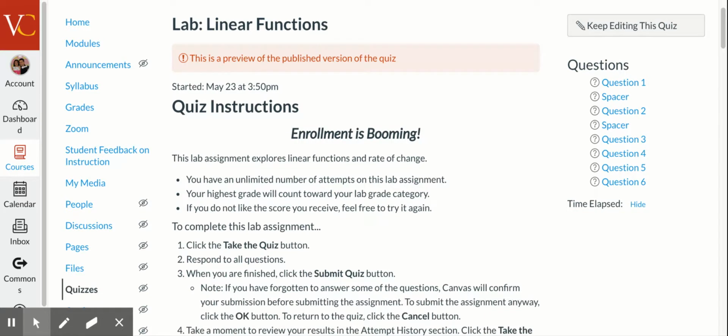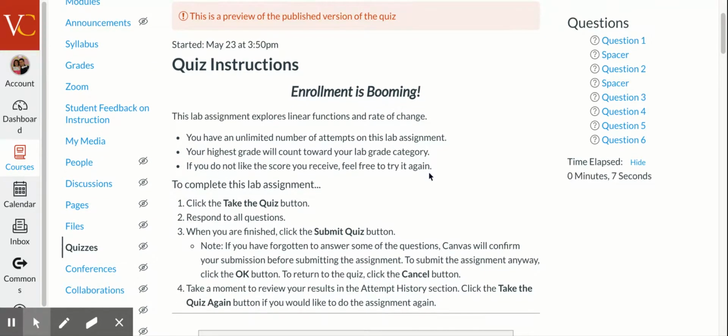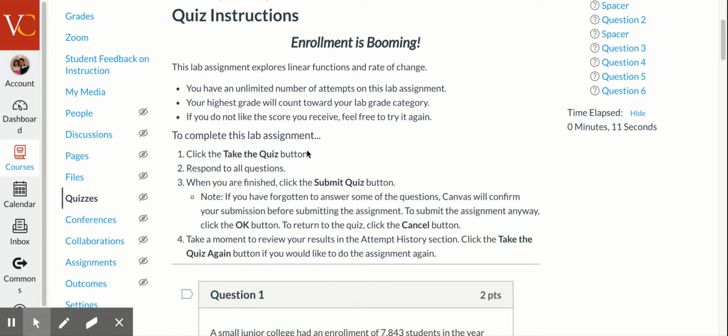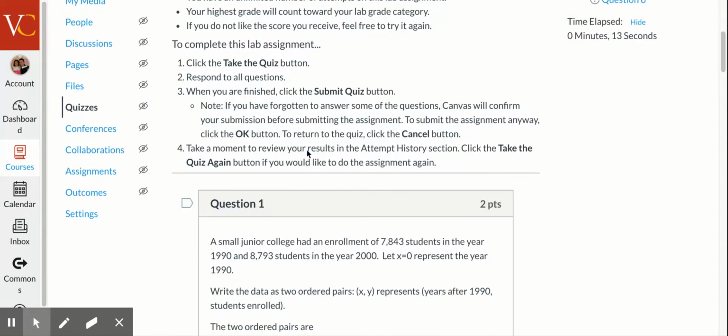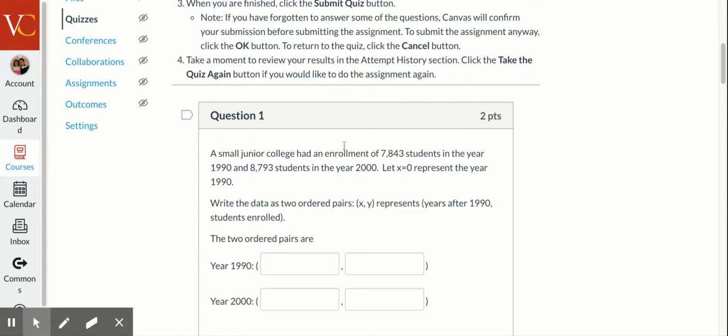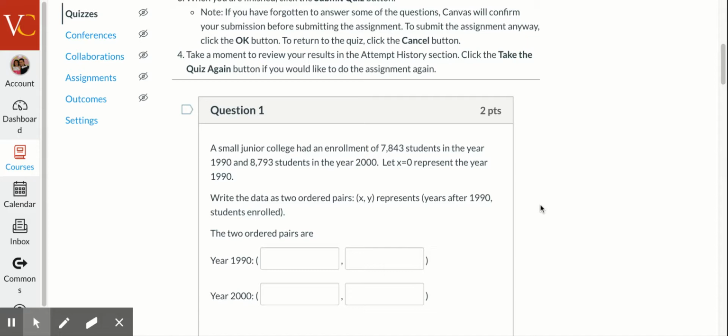Okay, Enrollment Is Booming. It's a lab assignment. They have unlimited attempts at this assignment. The idea is for them to understand the connections and to do well. So we're using a word problem, and we're going to ask them several questions regarding that word problem.